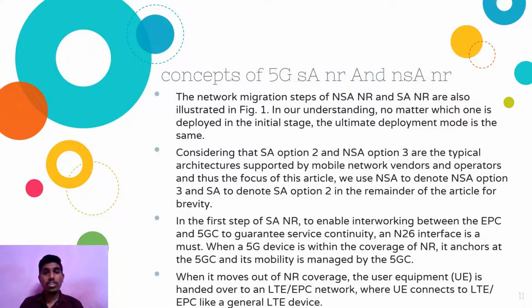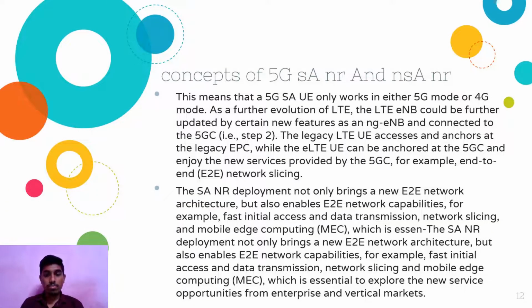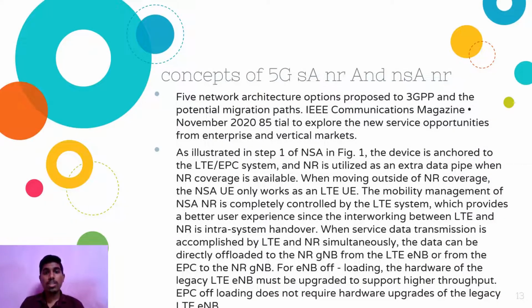So the network migration steps of NSA NR and SA NR are also illustrated in our understanding. No matter which one is deployed in the initial stage, the ultimate deployment mode is the same. When it moves out of NR coverage, the user equipment is handed over to an LTE network where the UE connects to the LTE EPC like a general LTE device. The 5 network architecture options proposed to 3GPP and the potential migration paths are shown.